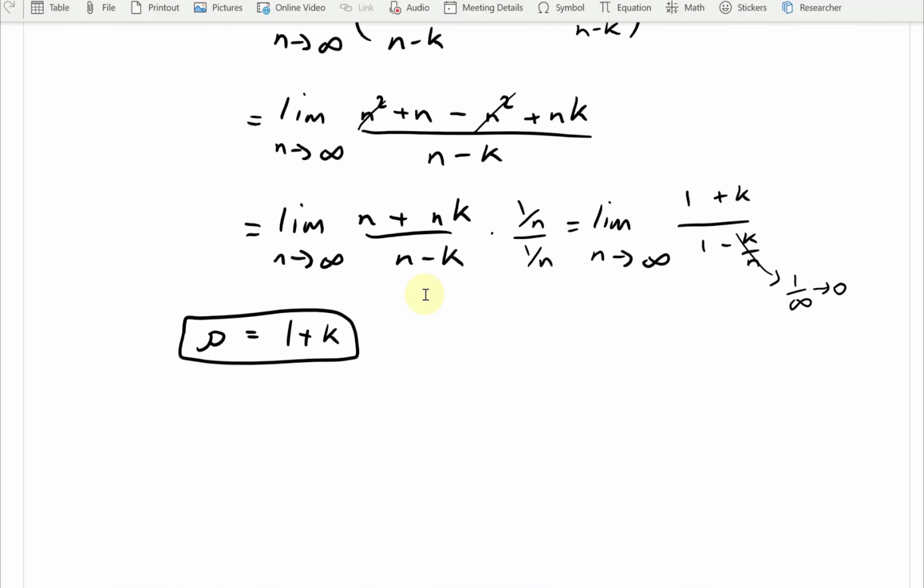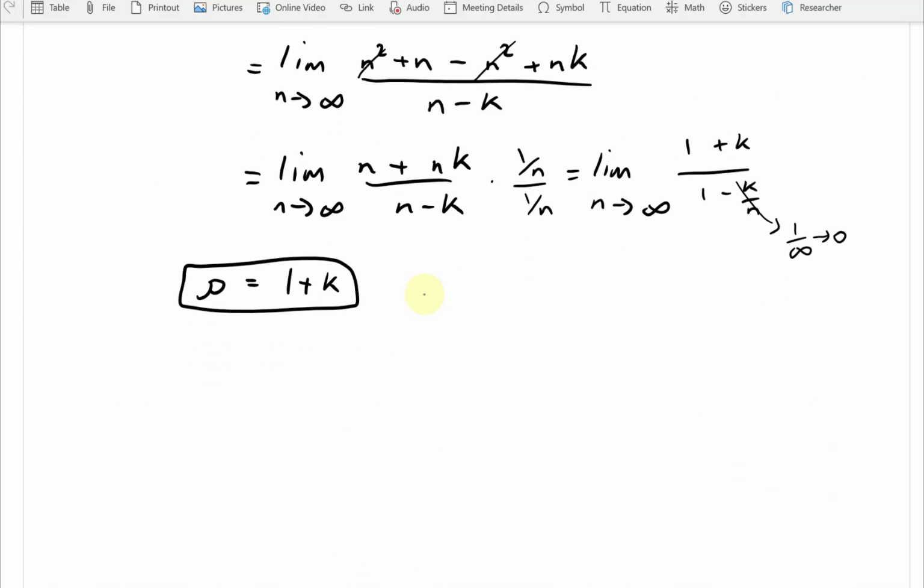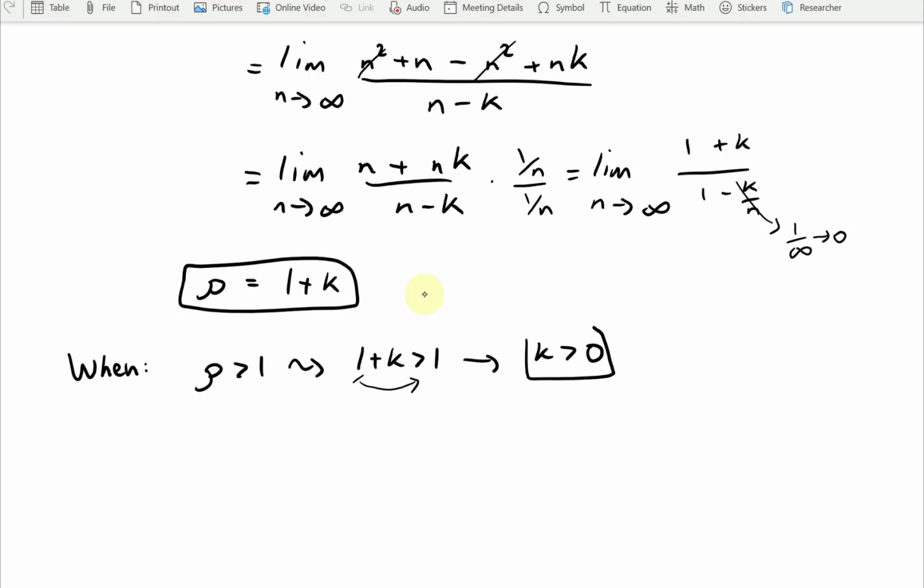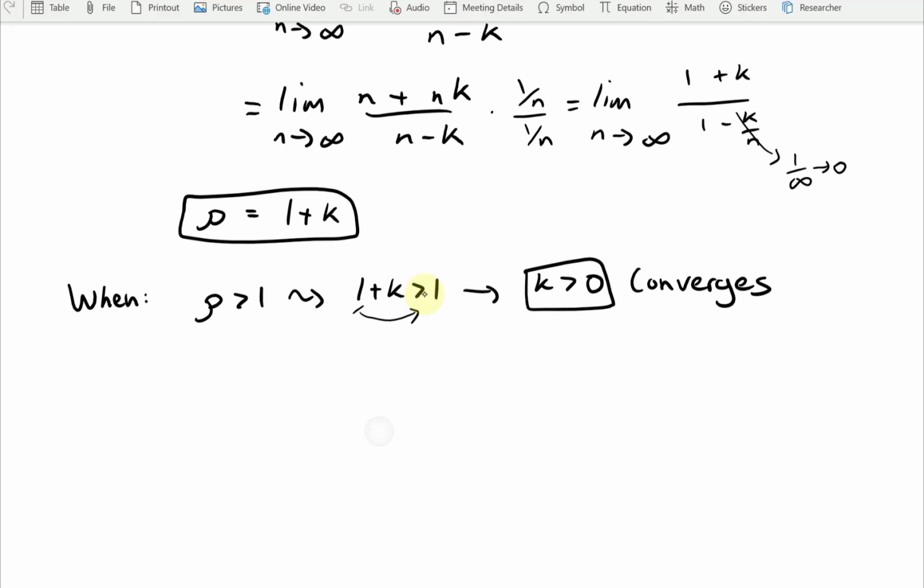So in other words, right here, just fill that in. So when rho is greater than 1, what we end up having is 1 plus k is greater than 1, so move this 1 over to the other side. And then they just cancel, so we're just left with k greater than 0. So this is convergence. Or just say it converges.